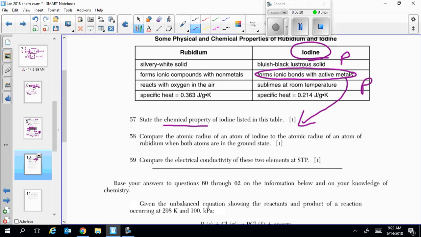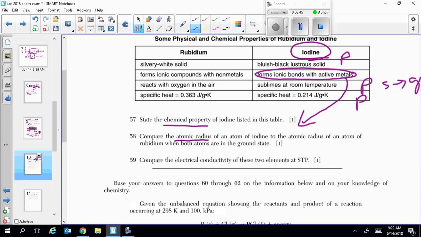Subliming is physical. That's changing from a solid to a gas. A specific heat is, again, a physical property. It's how much heat it would have to absorb to change temperature. So I want the chemical property, so I would write forms ionic bonds with active metals. I would write it exactly as it's written there.